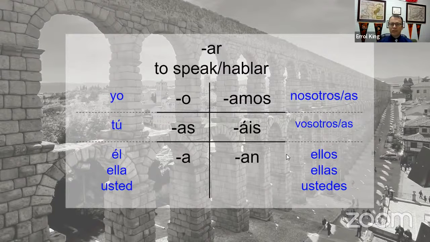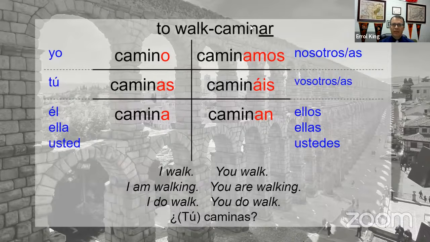We're going to actually show you another verb. We'll look at the verb caminar and see what it looks like when we conjugate it. Okay, so caminar, again, drop the AR and add those endings that we just looked at. So yo camino, I walk. Tú caminas, you walk. Él, ella camina, he or she walks. Usted camina, you walk. Okay.